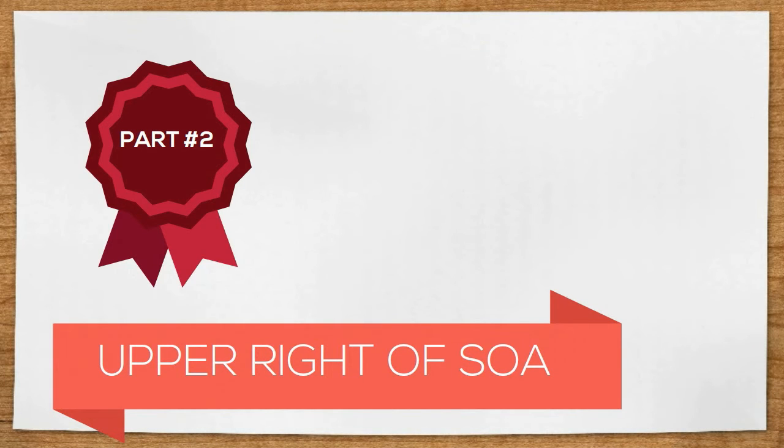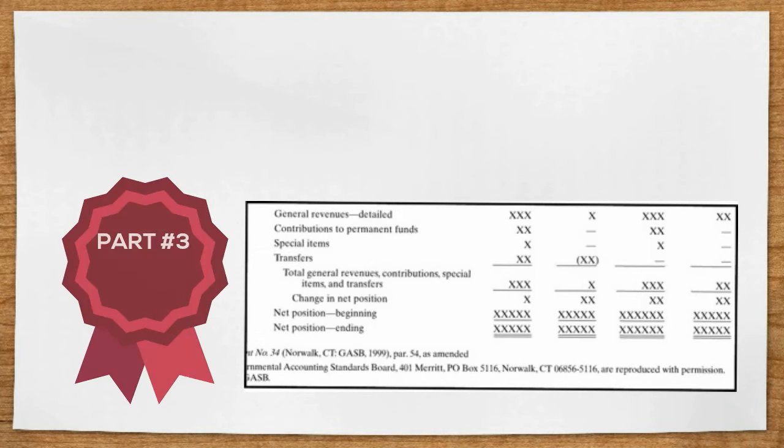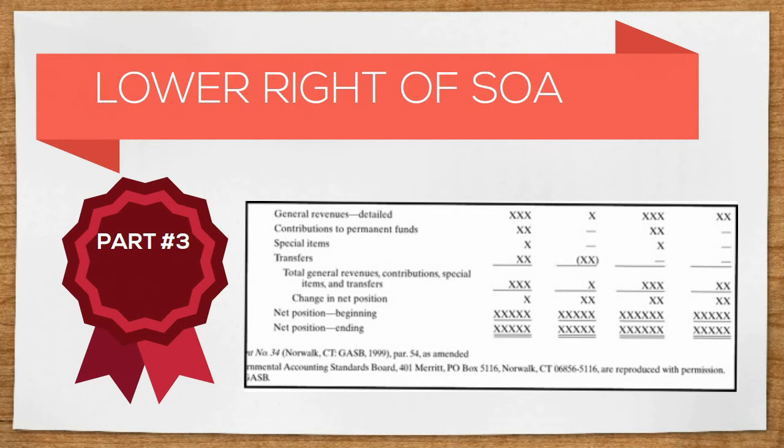We move to the second of three sections, which is on the upper right-hand side. This is dealing with the primary government, and we're dealing with both governmental and business type activities. And finally, the third section of the statement of activities is on the lower right, and that's the general revenue section, and then ending up with the changes in net assets.